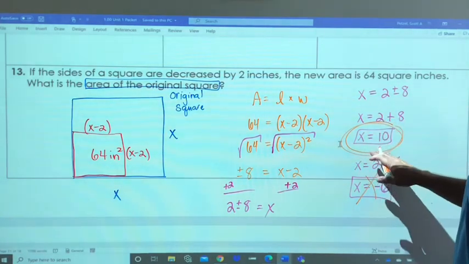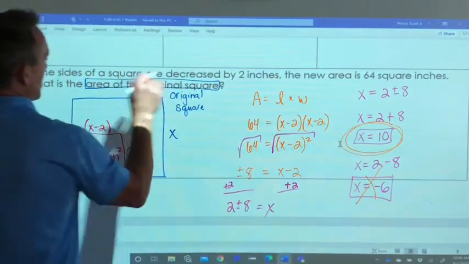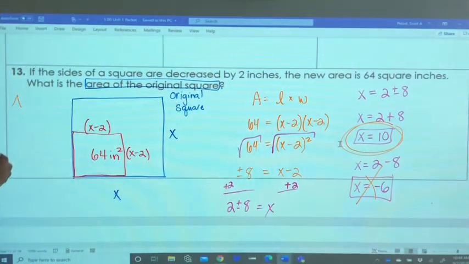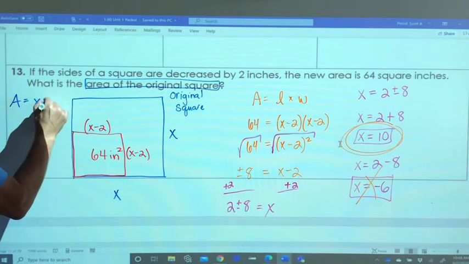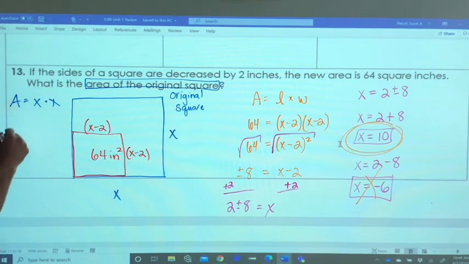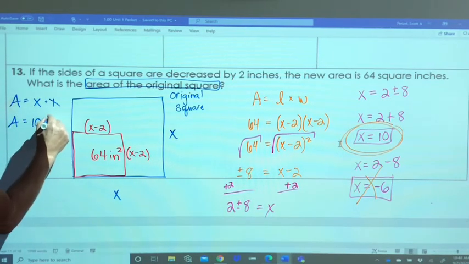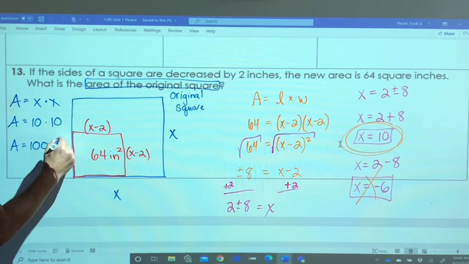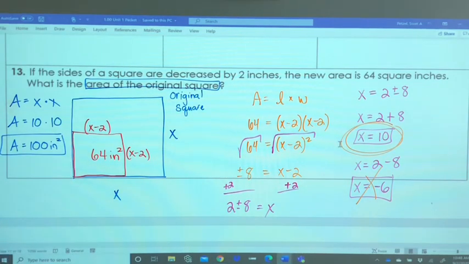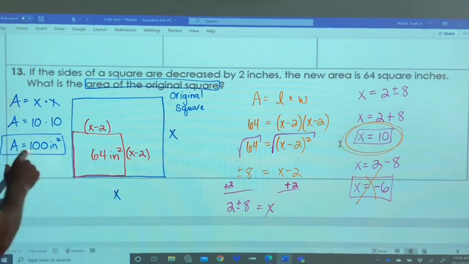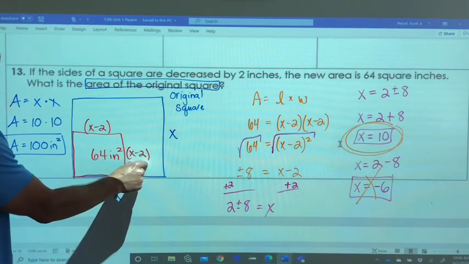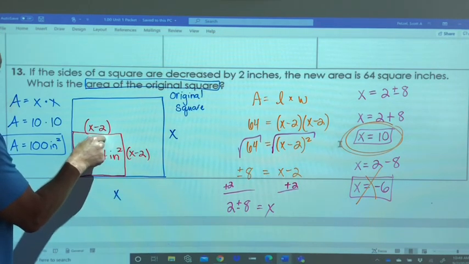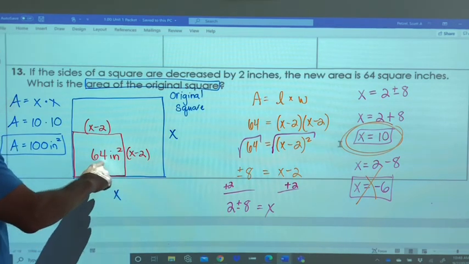So x equals 10. When I go back to my original square, what's the area of my original square? Well, let me do it in blues to be consistent. The area of the original square is x times x. Well, x equals 10. So the area of the original square was 100 inches squared. If you think about it, if x is 10, 10 minus 2 is 8. 8 times 8, 64. Hope that works.